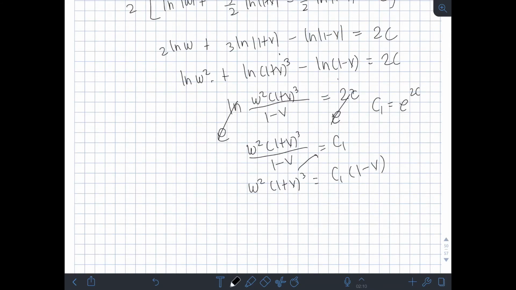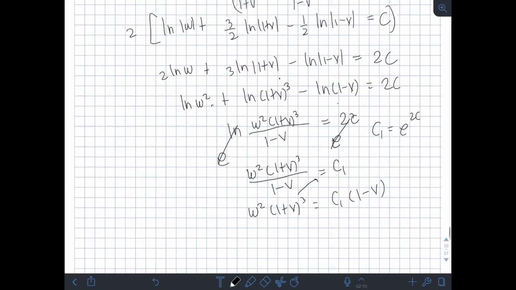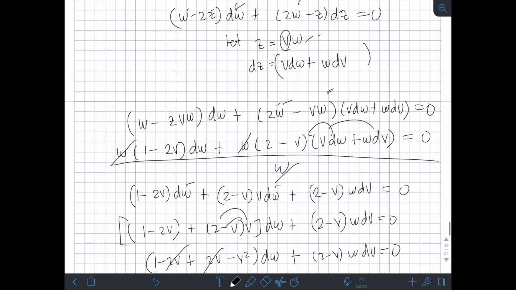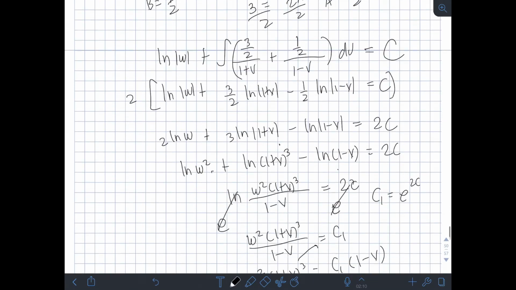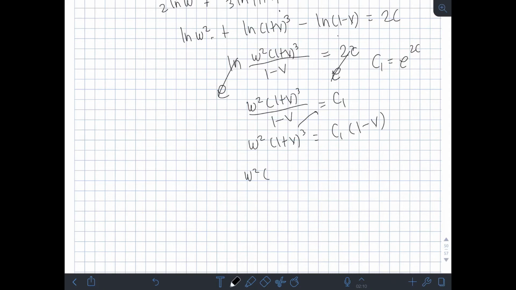Tapos, pag binalik natin ngayon in terms of Z, ano ba yung Z natin? Kasi ginawa nating homogeneous method, di ba? V is equal to Z over W. So, sige, substitute natin. W squared times 1 plus Z over W, quantity cube, is equal to C1 times 1 minus Z over W. Or W squared times, gawin kong single fraction, W plus Z over W, quantity cube, equals C1. Ito rin gawin kong single fraction, magiging W minus Z over W.